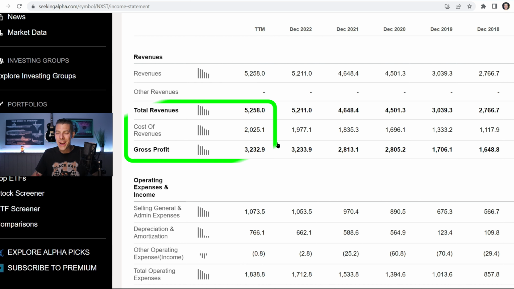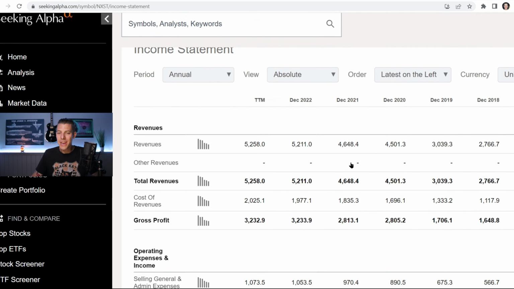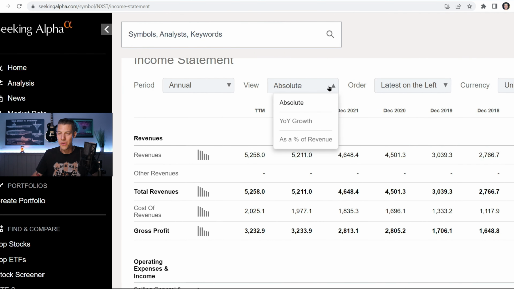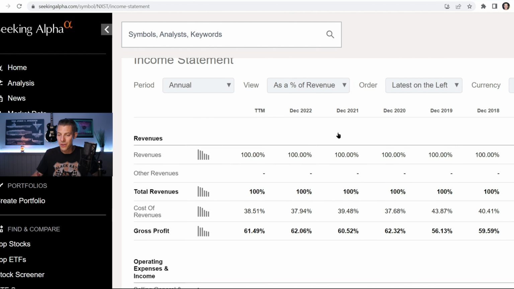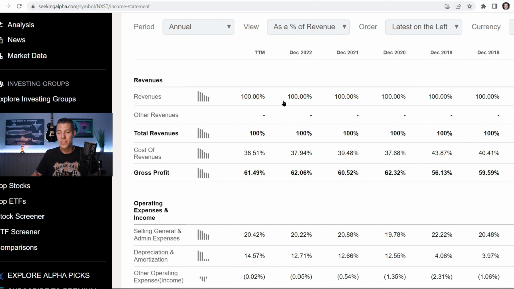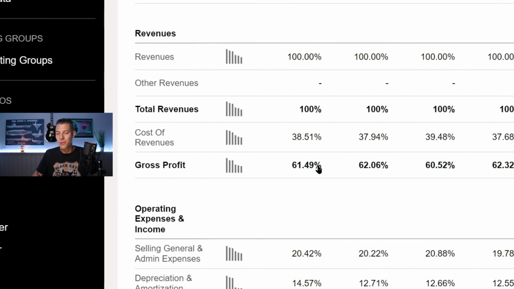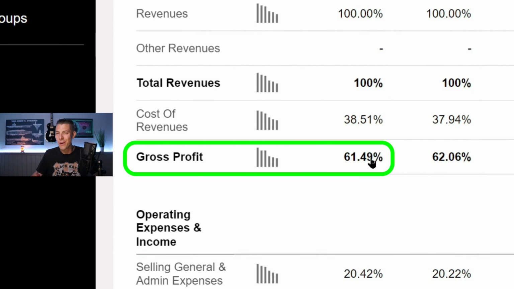So when we subtract the cost of revenue from the total revenue, we get the gross profit. And the cool thing about Seeking Alpha is if you come here to view and you put as a percentage of revenue, it will change all the numbers to make these percentages of the revenue. We see that they had a gross profit of 61.49%, which is really high.